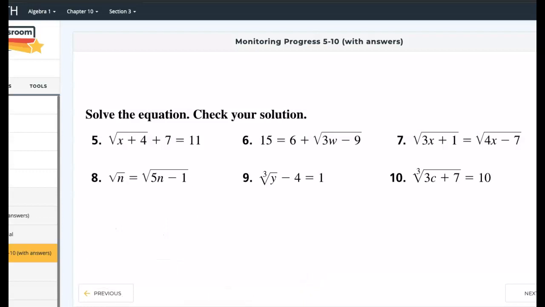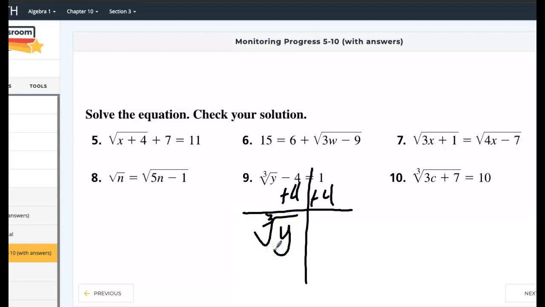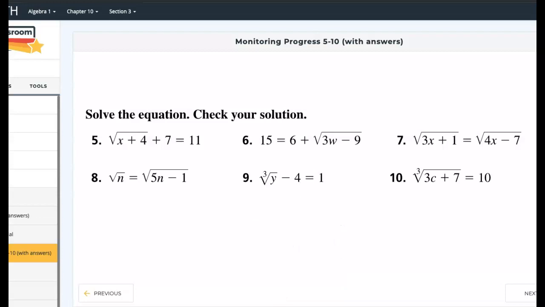Okay, what do I do on this one? Add 4. So then you'd have the cube root of y equals 5, then what would I do? Cube it, so I would get y equals 125. Thumbs up if you got 125. And the last one, what would you do first?